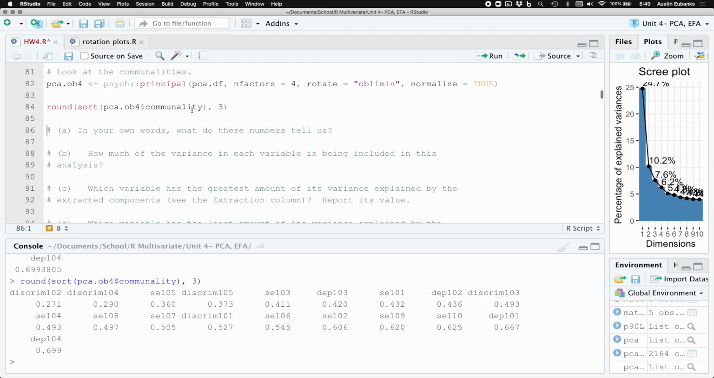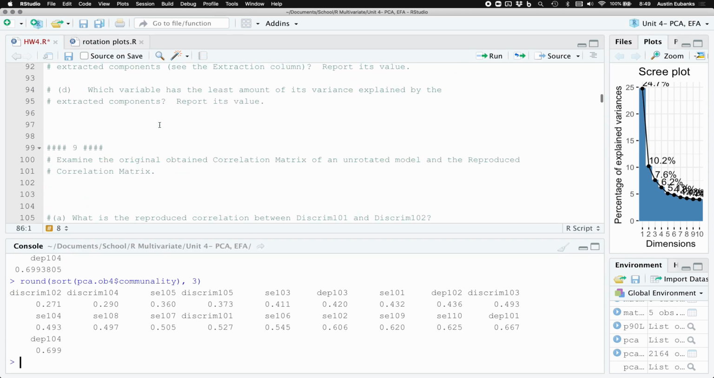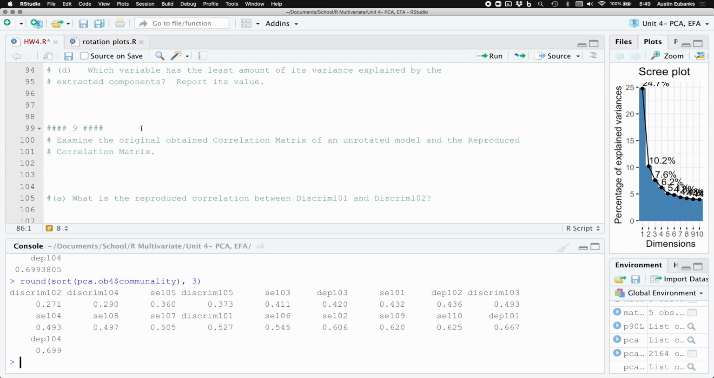And Morgan and others have already previewed for us that we expect right now that Dep 104 is very likely to be a marker variable, just because it has the most variance explained by extracted components. And that Discrim 102 is probably not going to be a highly loaded one, although we don't know. These are not loadings. These are just variance explained. But it does sort of suggest to us that maybe certain variables are going to be strong and other variables are going to be a little bit weaker. All right. Any questions about communalities before we move on to the next piece?